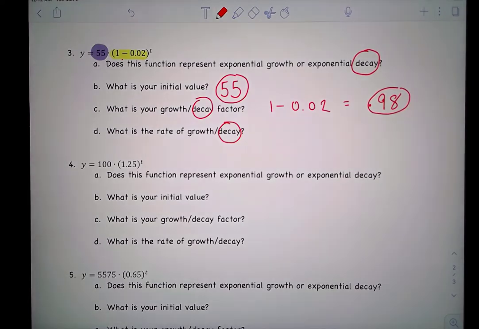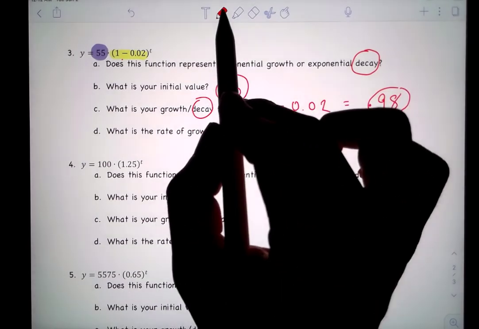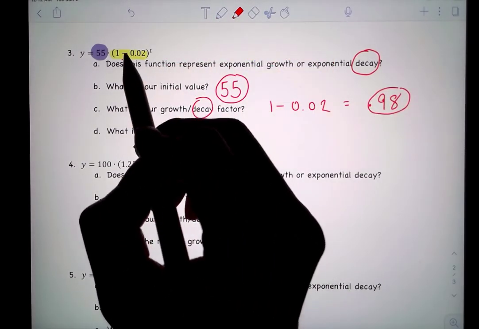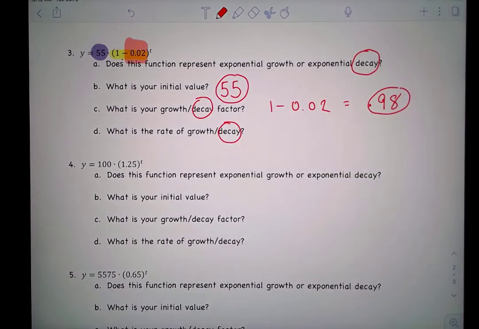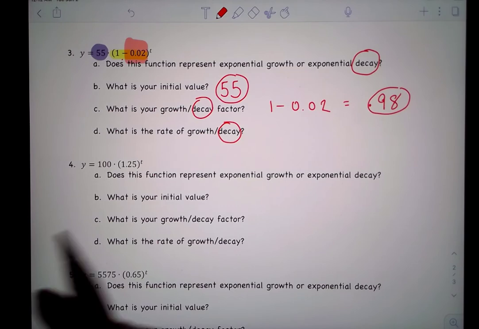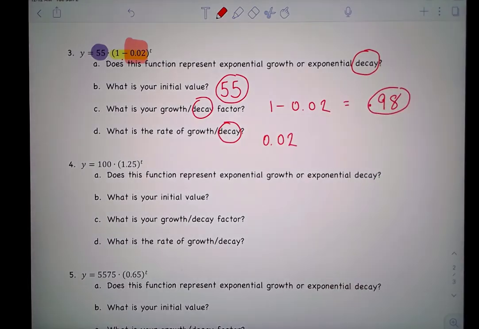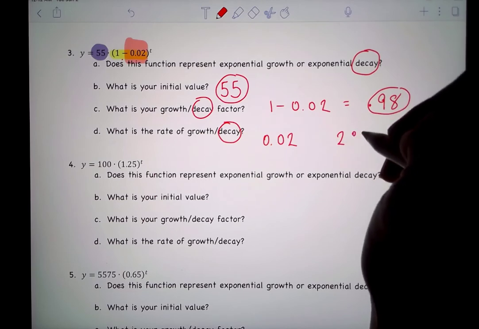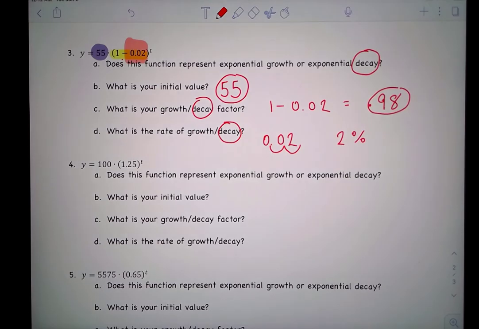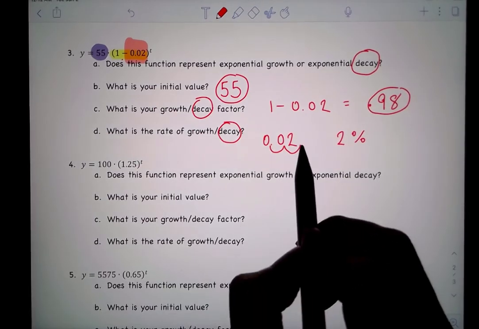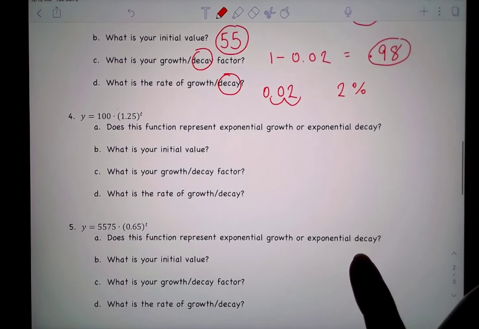I'm circling my answer. And what is the rate of decay? We are just looking at this one. That is my rate, right? Something you add or subtract from 1. That is your rate. So 0.02 is my rate. Or you can also say it 2%, because if you move your decimal point to the right twice to convert it to the percent, then it will be 2. So I completed number 3.